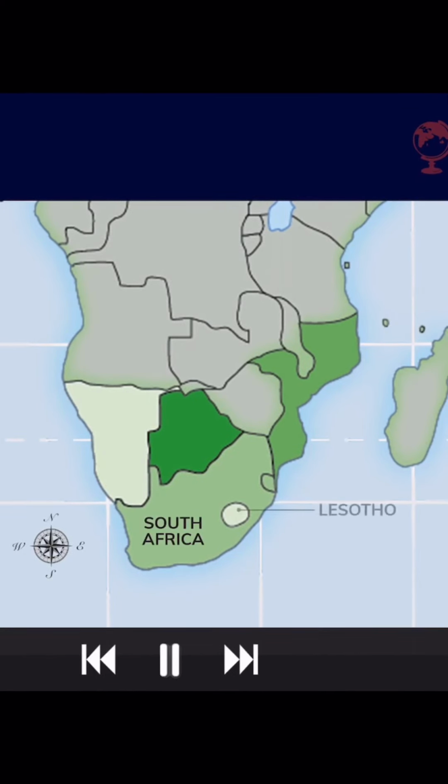South Africa, Lesotho, Botswana, Mozambique, Namibia. Week 24, Southern Africa: South Africa, Lesotho, Botswana, Mozambique, Namibia.